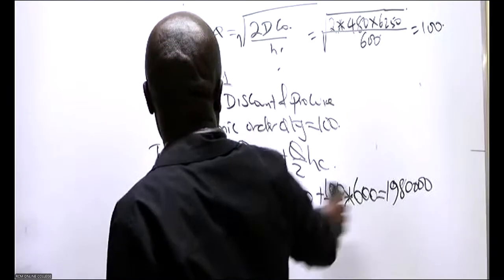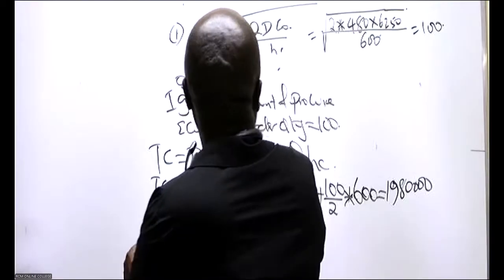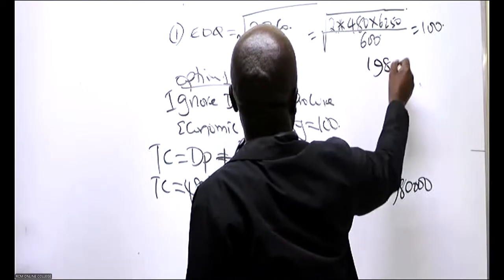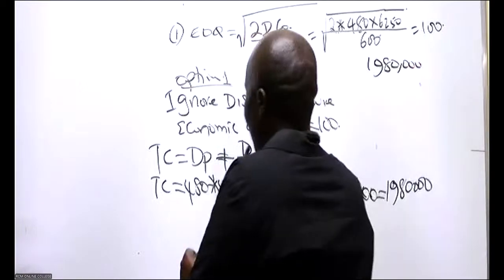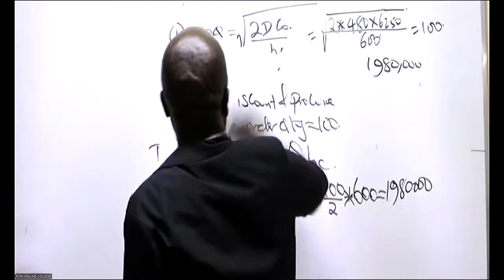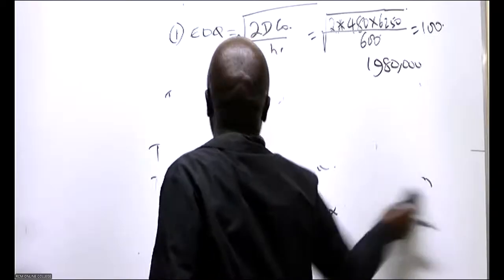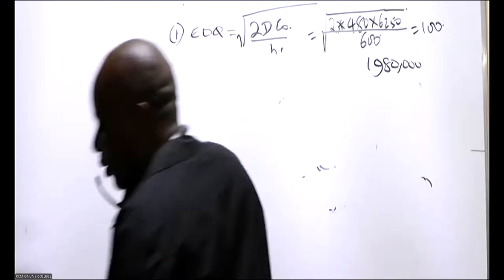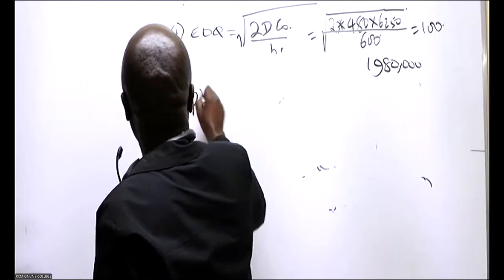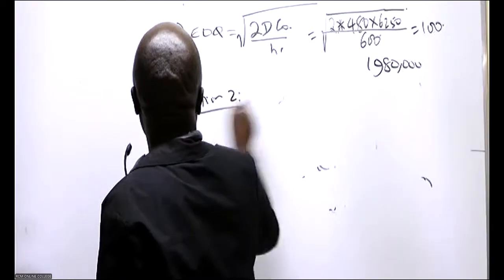So please mark this cost. I will need it. Let me just write it like that, 1980. Yeah, I will need it. Then we go to option 2. So option 2 is the discounts option.